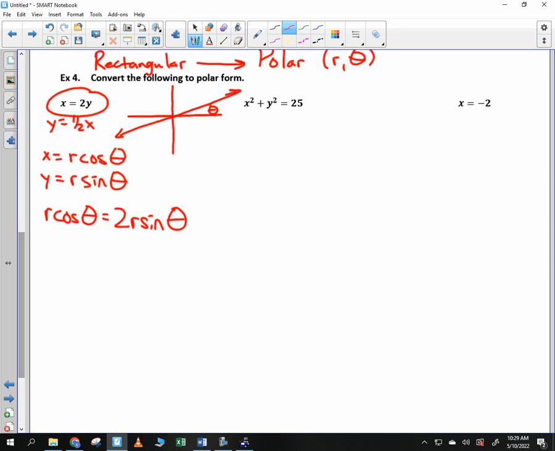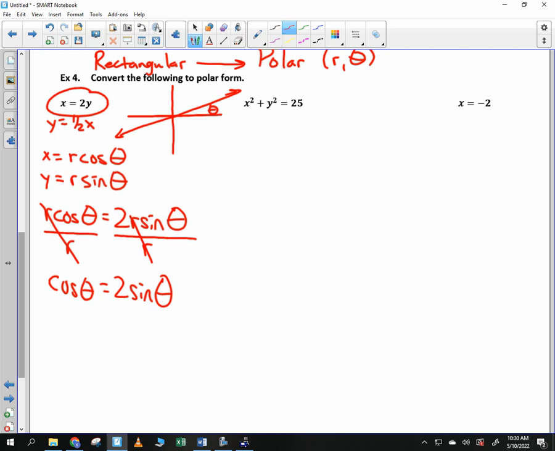Now, normally we try to get r equals. But in this case, you told me that theta doesn't change. Theta is constant, isn't it? So we're actually going to come up with a constant theta value. And notice how the r's will disappear. I divide both sides by r, and what happens to the r? They are gone. And so you get cosine of theta is equal to 2 sine of theta.